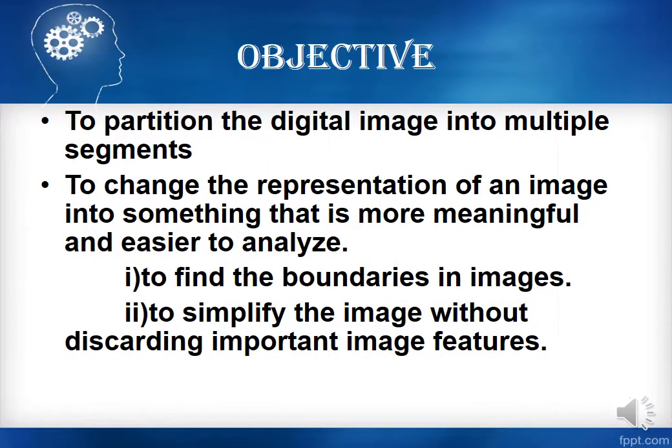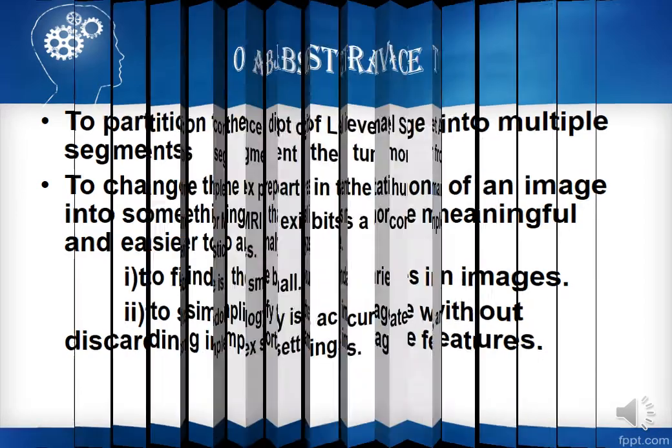The aim of the project is to partition the digital image into multiple segments so that I can extract the desired region of interest from the given image, and to change the representation of the image into something that is more meaningful and easier to analyze. This is done by finding the boundaries of the given image. Once these boundaries are found, it is easy to differentiate the tumor from the given image. The most important fact is that while simplifying the image, we should not discard any important features.